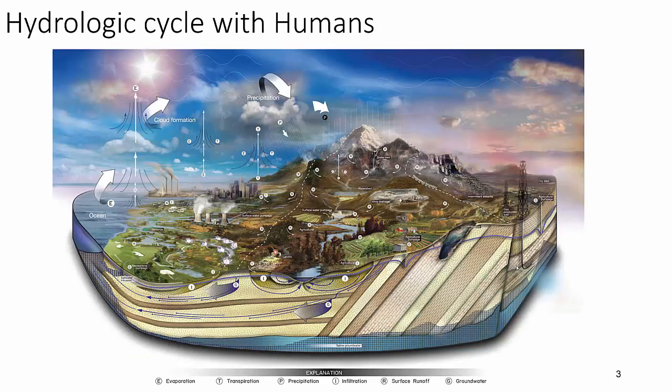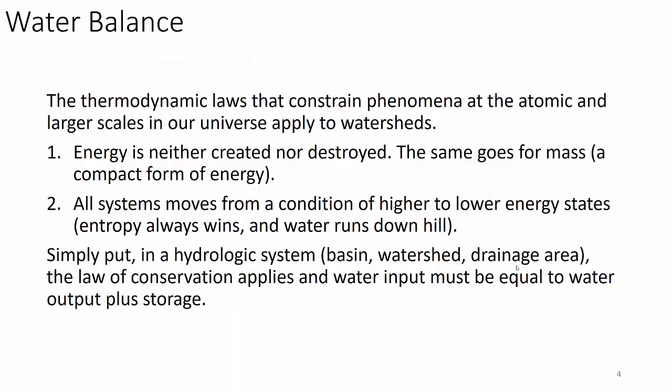As you recall, when we talked about watersheds, we started to put some relationships together in the dynamics of water movement through the watersheds in its various forms. So evaporation, transpiration, precipitation, infiltration, surface runoff, groundwater. These relationships are mathematically quantifiable. We call that process the water balance.